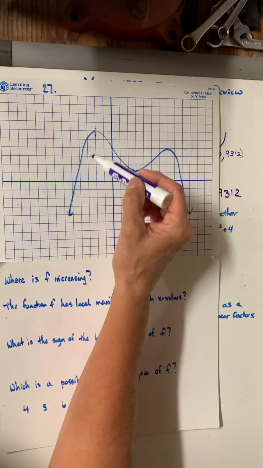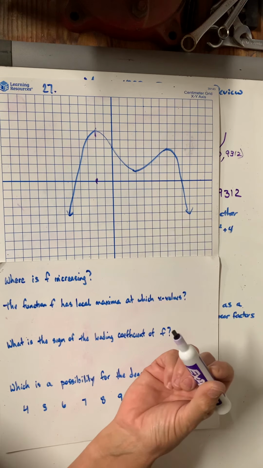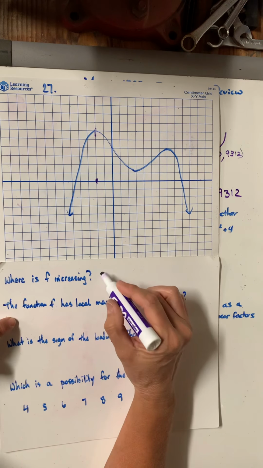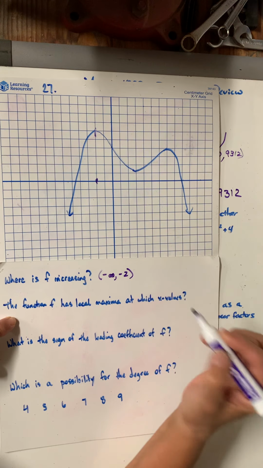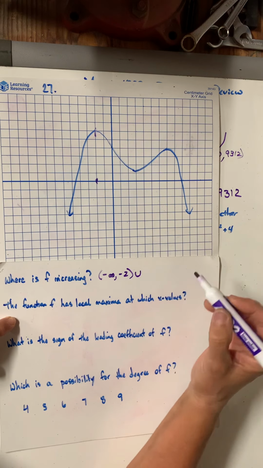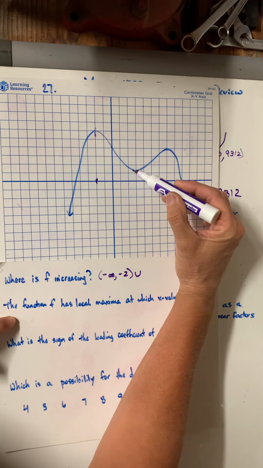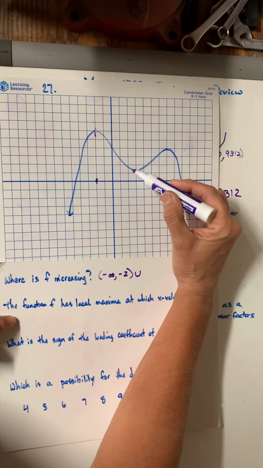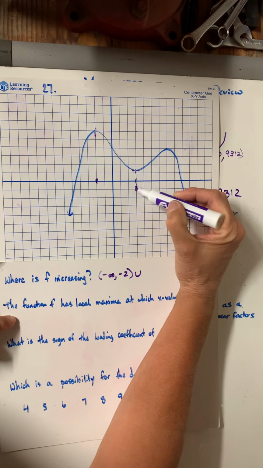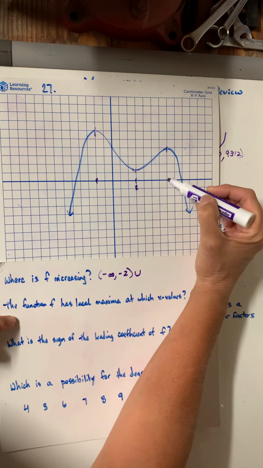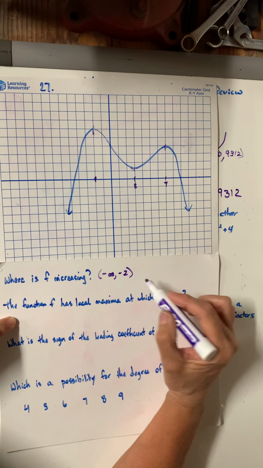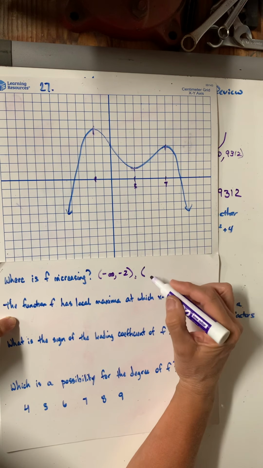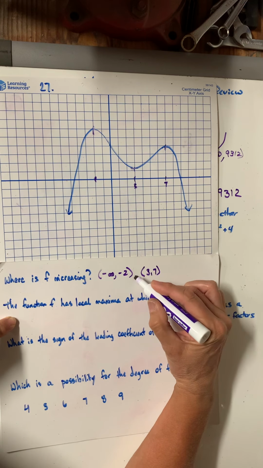When does it stop increasing? Right here at -2. And remember with increasing, decreasing, I always use parentheses. So negative infinity to -2. It also increases starting right there, which is 3, and it finishes increasing right here, which is 7. We don't put a union for increasing and decreasing. In these two locations, so 3 to 7, it is increasing.